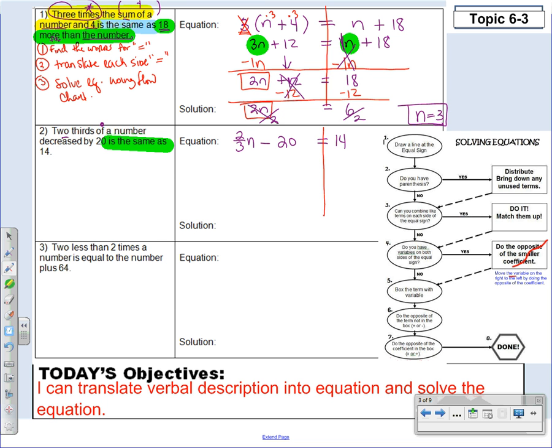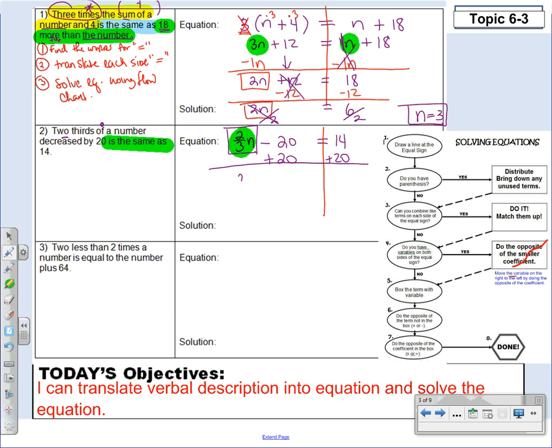Draw a line. Do we have parentheses? No. Can we combine like terms? No. Do we have variables on both sides? No, we only have a variable on the left side. Box the term with the variable. We're going to box the 2/3 n. Do the opposite of the number not in the box. That's the minus 20, so we're going to add 20 to both sides.